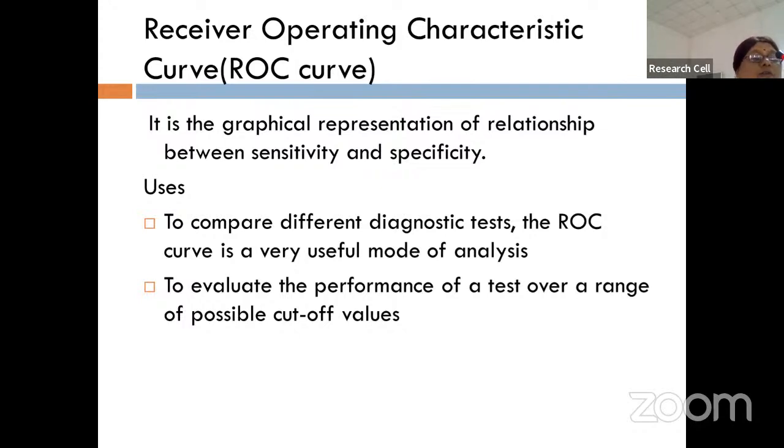And it is also used to evaluate the performance of a test over a range of possible cutoff values. For example, before labeling a patient as having diabetes, there are certain cutoff values set for fasting as well as peak sugar. So which cutoff value we should rely on can be determined with the help of this receiver operating characteristic curve or ROC curve.